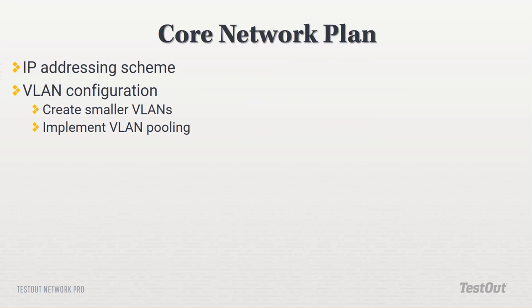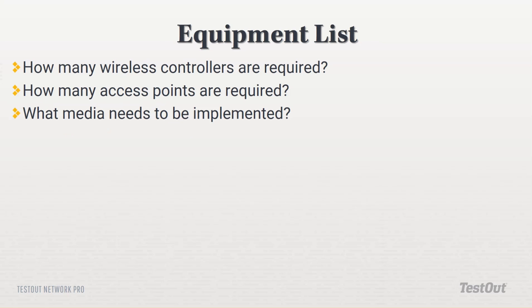Again, here we have IP addressing and VLAN configuration. You definitely want to take a look at that. Maybe you want to create smaller VLANs, and you might want to implement VLAN pooling. How many wireless controllers are required? How many access points? What media needs to be implemented? A lot of this stuff, again, is repetition.